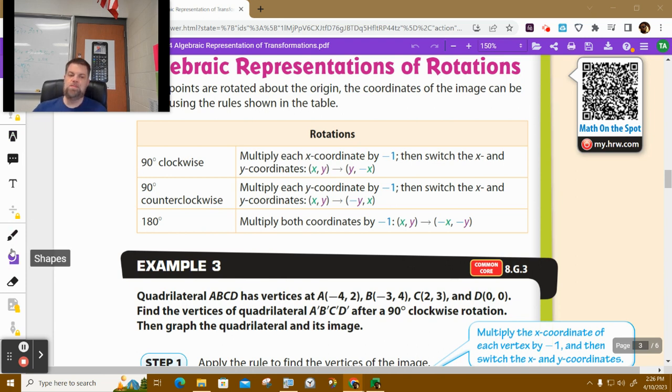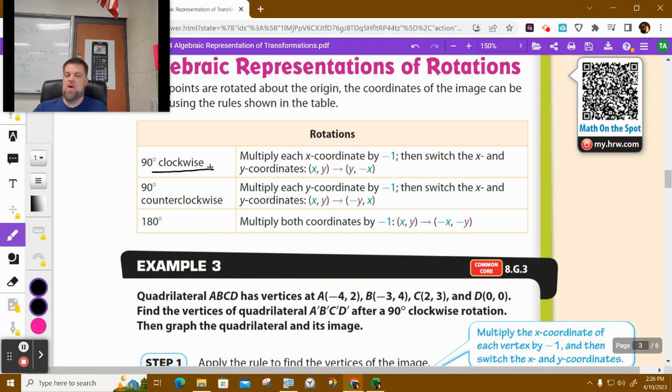So if I want to do a 90-degree clockwise rotation, this is a little more complicated. Multiply each X coordinate by -1 and then switch the X and Y coordinates. So whatever is X, I'm going to multiply by a negative and then you flip-flop them, the X and Y values.